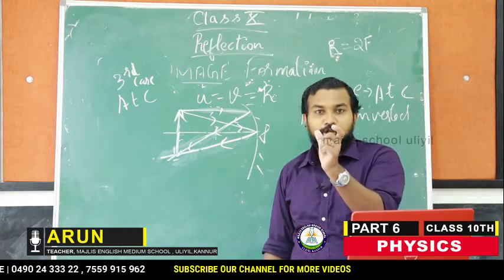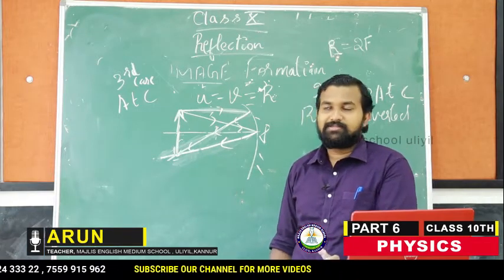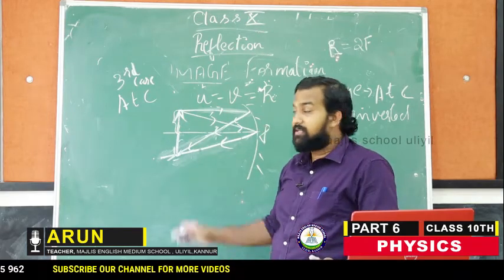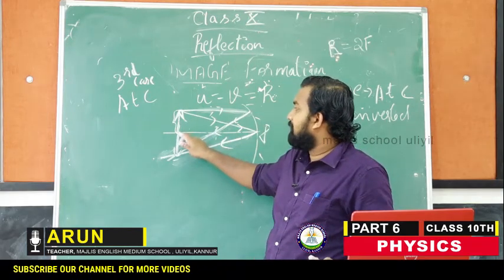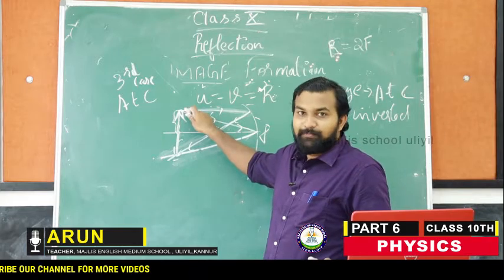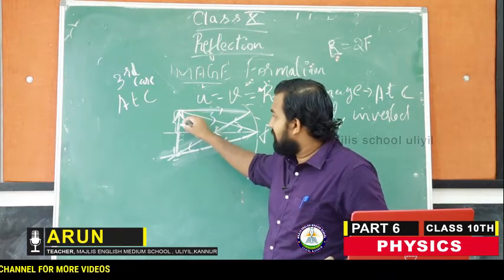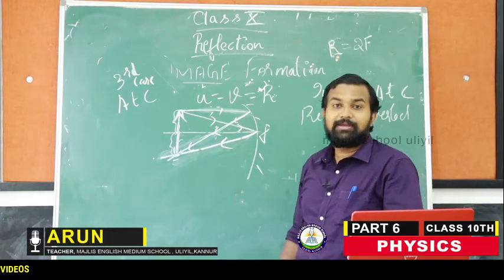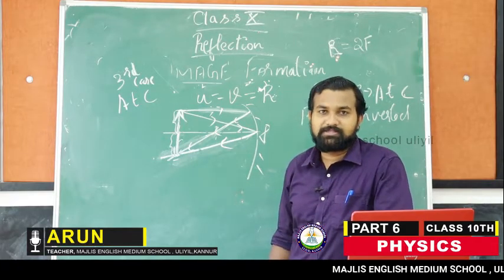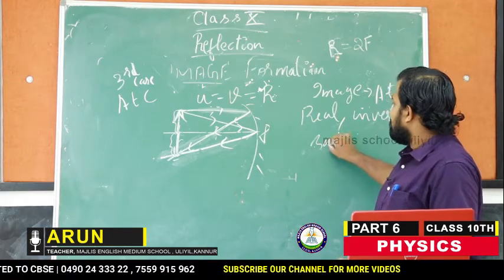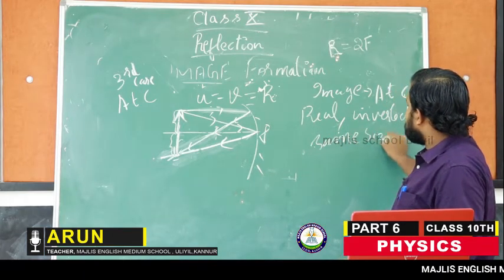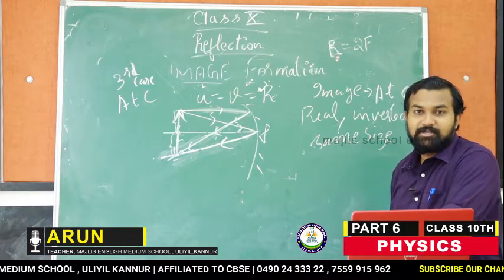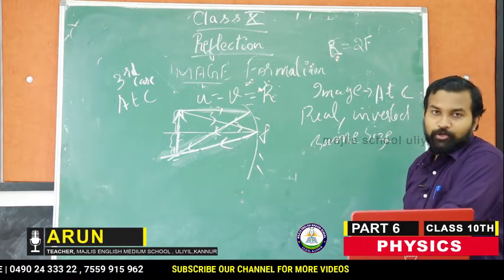And the important point to be noted down is the size of the image. The distance measured, the length of the object from the principal axis will be same as the length of the image from the principal axis. That means it will be same size image. It will be same size image. So very important point to be noted down.